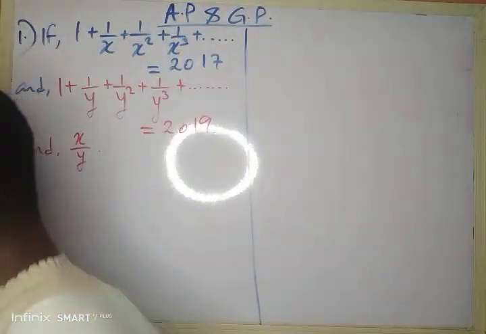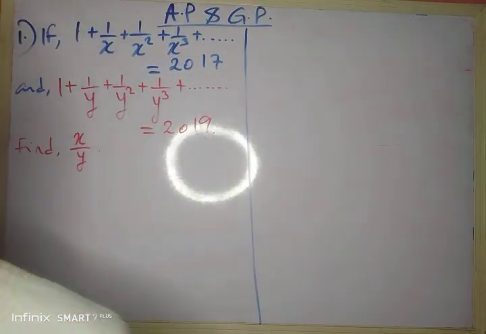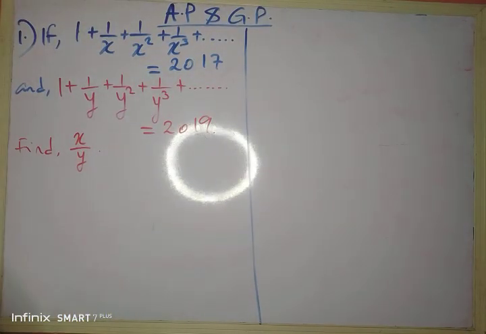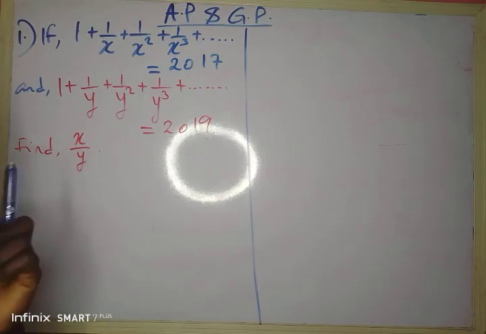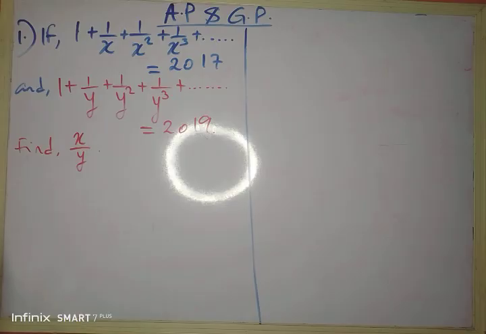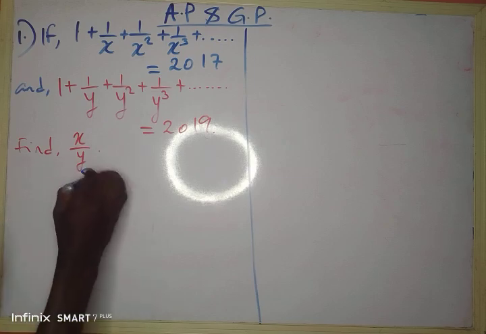How do we solve this kind of question? For question 1, I said if 1 plus 1 over x plus 1 over x squared plus 1 over x cubed plus ellipsis equals 2017, and also 1 plus 1 over y plus 1 over y squared plus 1 over y cubed plus ellipsis equals 2019. Now find the value of x over y. How do I solve this?